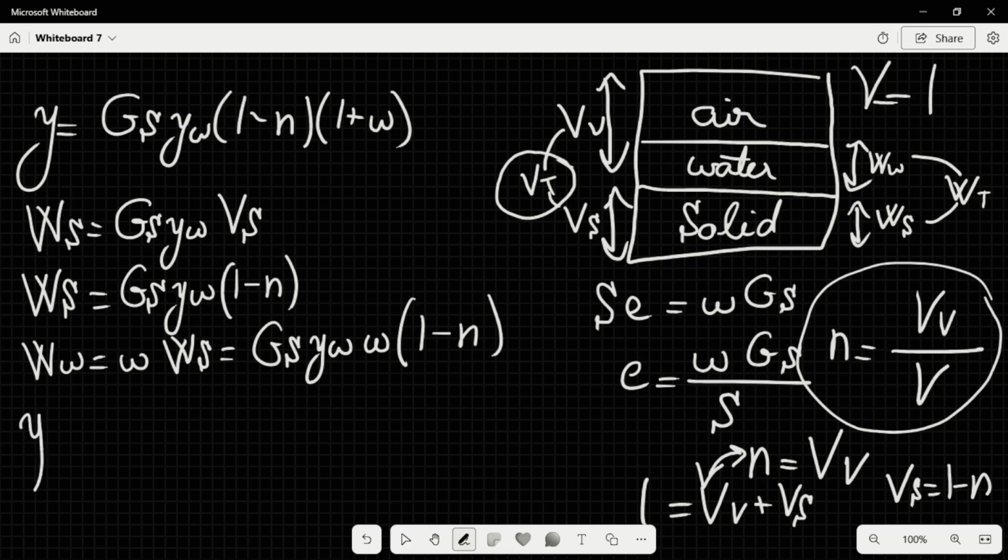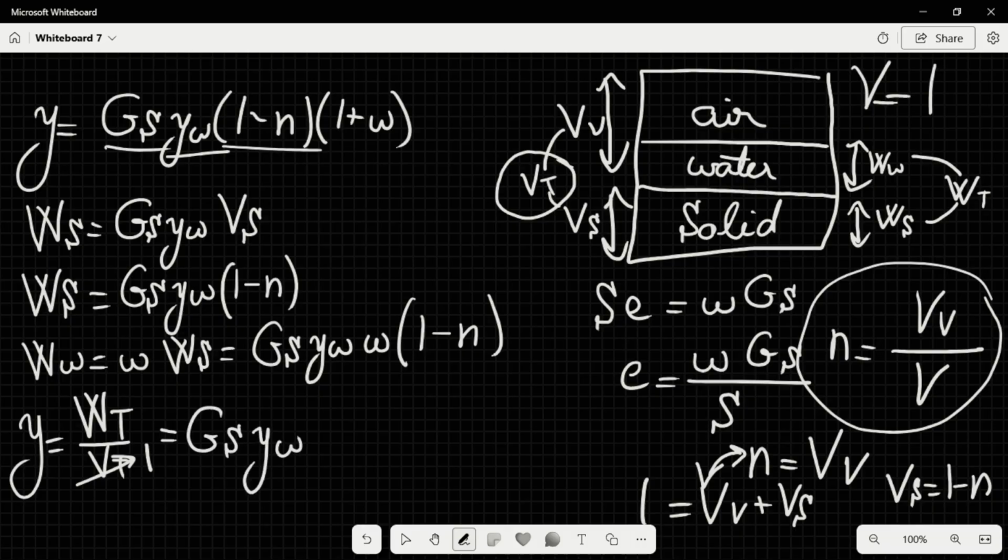Now we can see that the total unit weight is always going to equal the total weight over the total volume. The total volume is equal to 1 as it was assumed. So we now see that the total weight is simply the weight of solids plus the weight of water. We can factor out GS, gamma water, and 1 minus n, which will leave us with 1 plus W. So the total unit weight is simply equal to GS times gamma water times 1 minus n times 1 plus W.